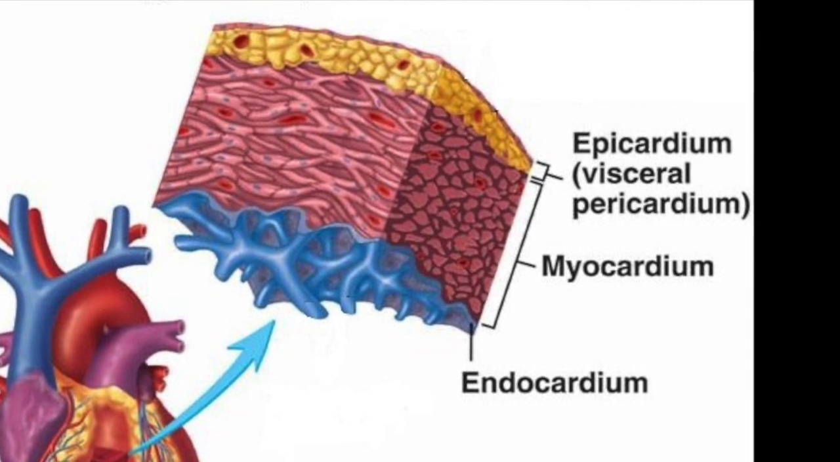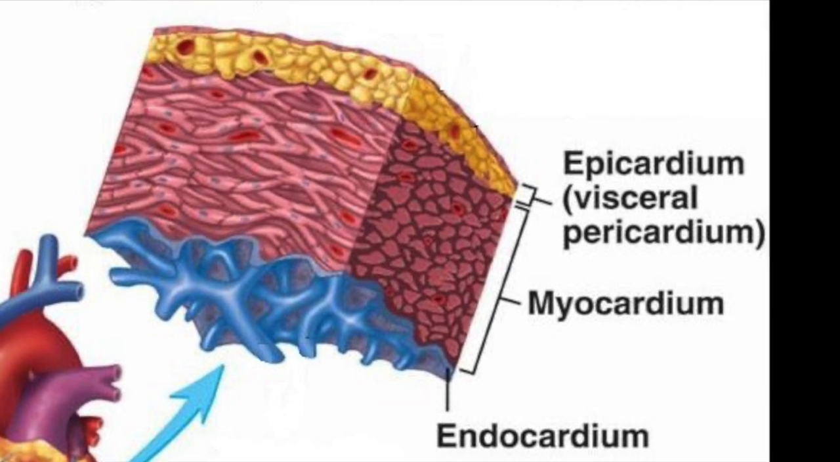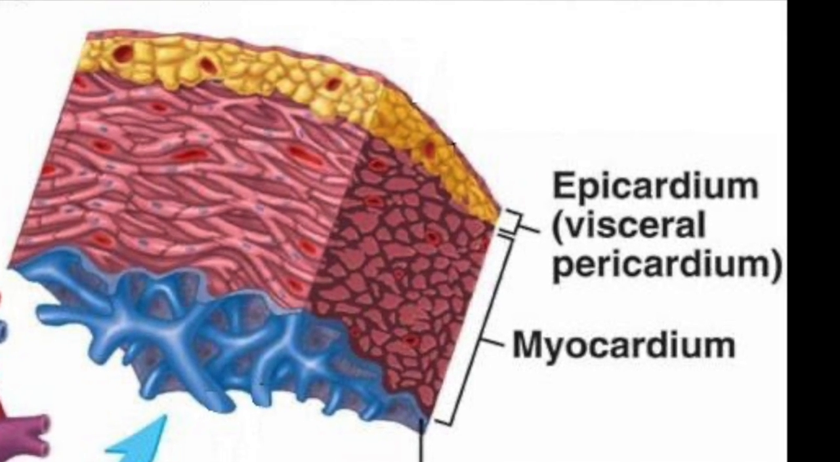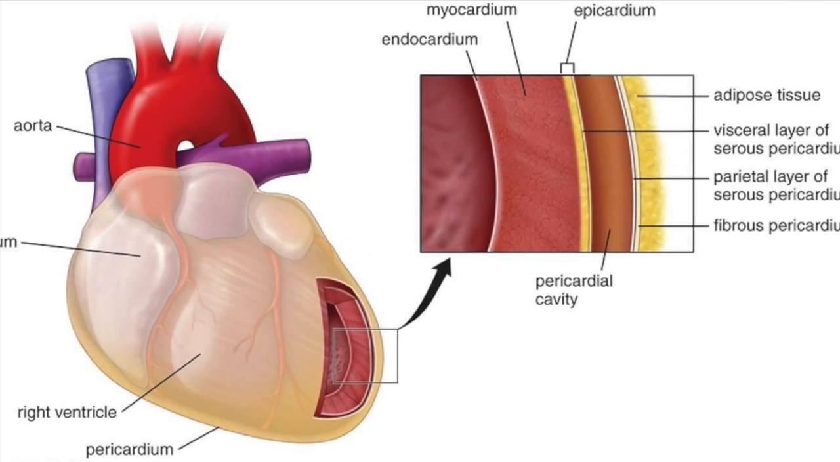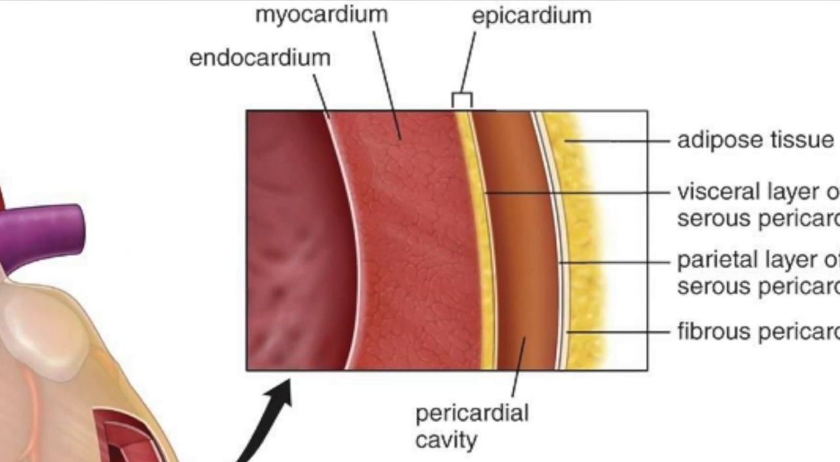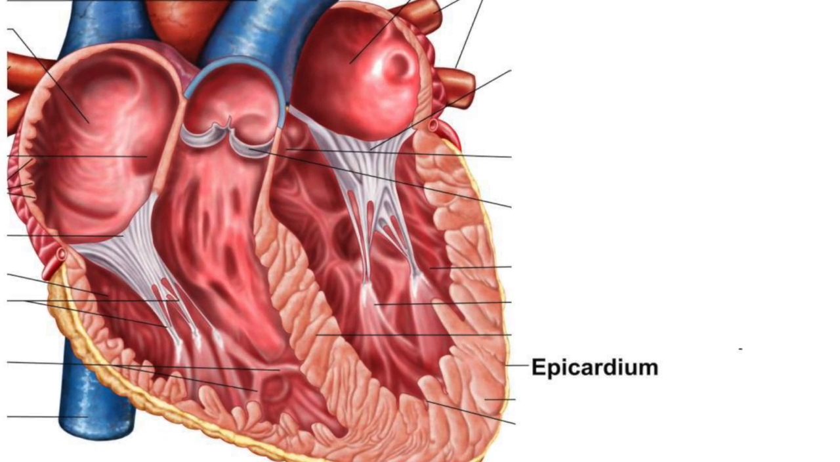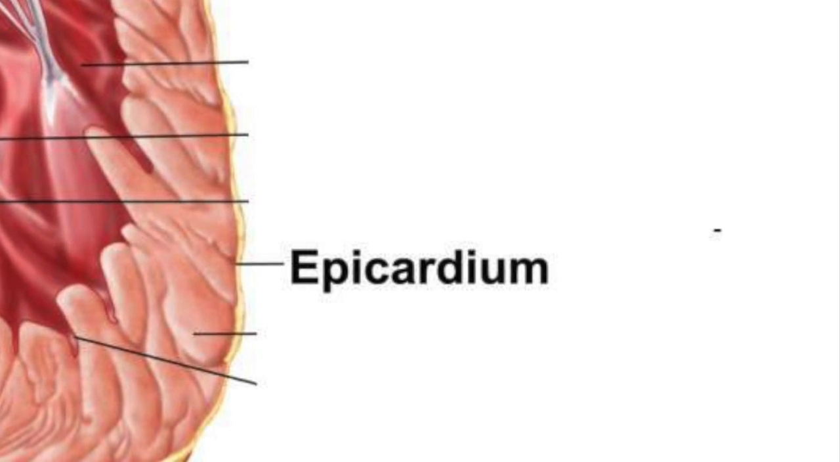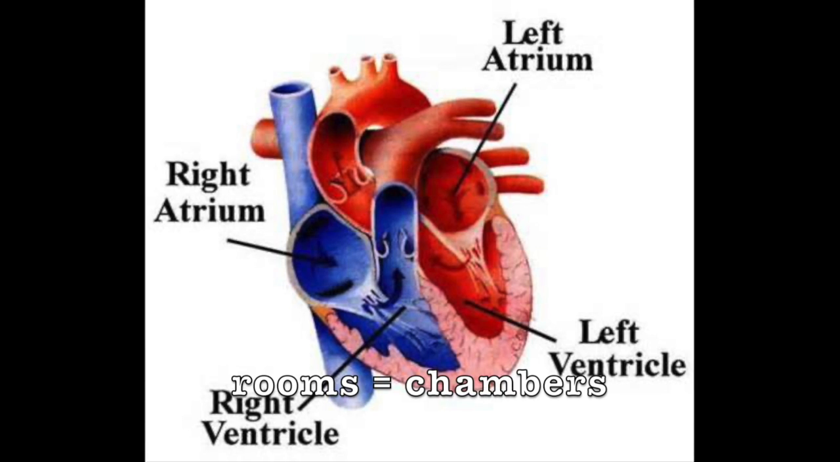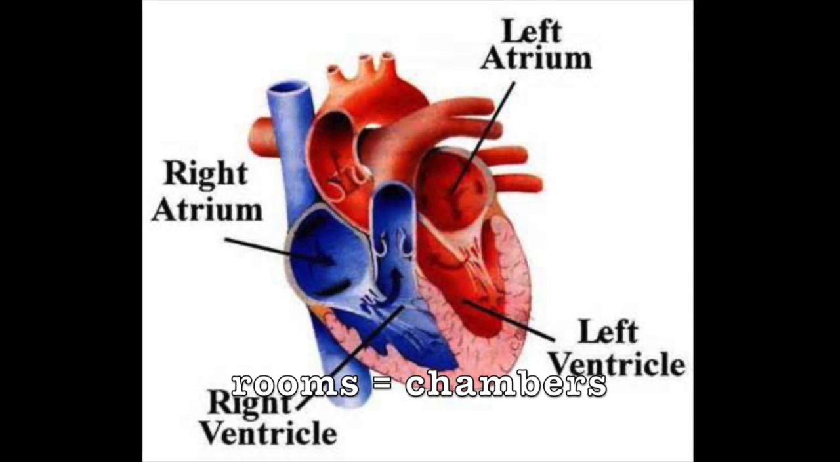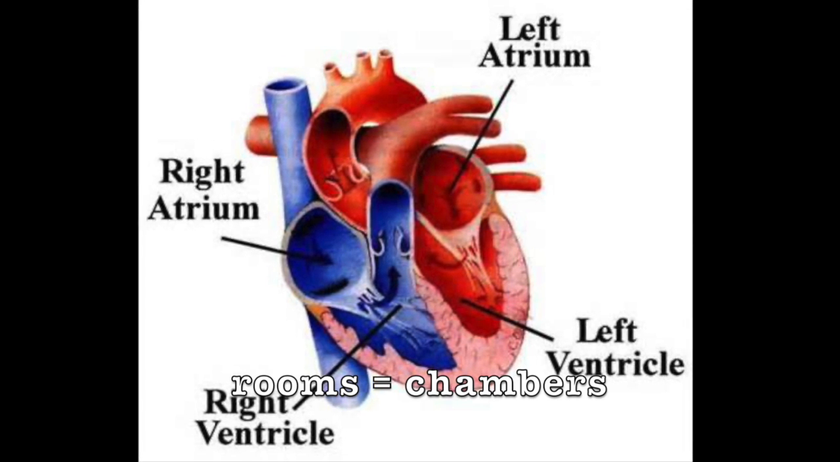It's the protective outer layer. It is composed primarily of loose connective tissues, including elastic fibers and adipose tissue. The epicardium functions to protect the inner heart layers and also assists in the production of pericardial fluid. Our heart is made up of 4 chambers, 2 on the right and 2 on the left. These are like the rooms of our house.